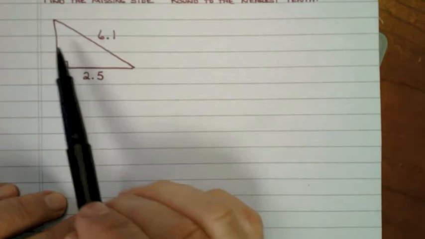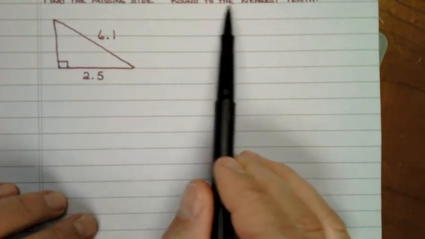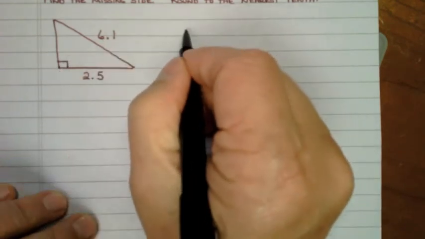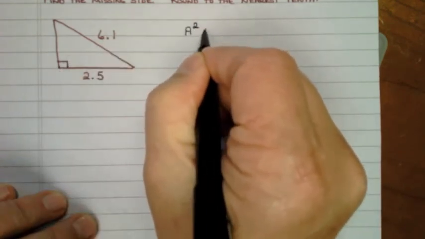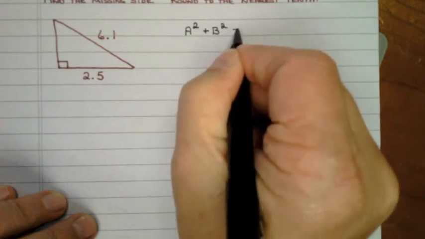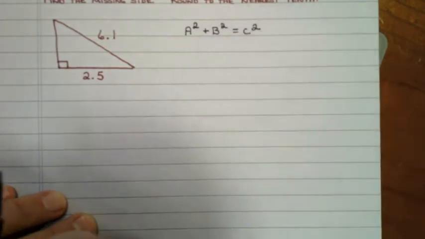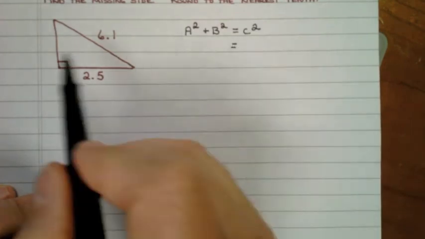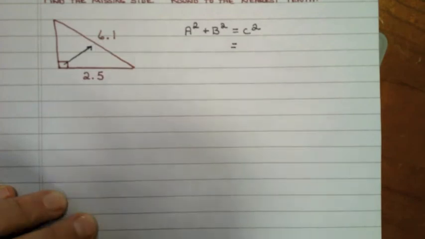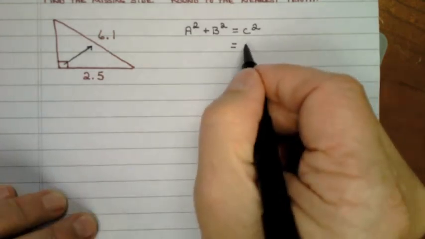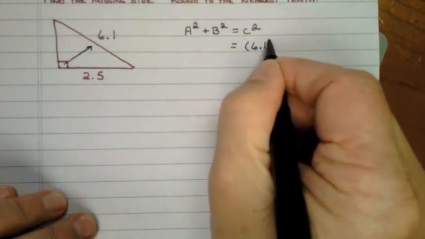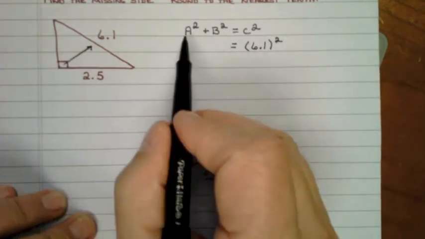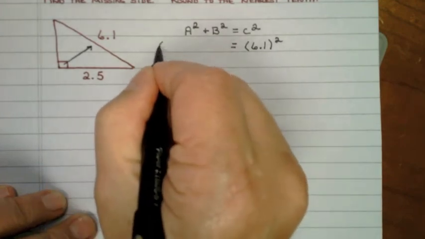Find the missing side. I'm going to find this missing side right here, and it says round to the nearest tenth. Since this is a right triangle, I can use my Pythagorean Theorem, which is a squared plus b squared equals c squared. I'm going to plug the numbers in, making sure that I plug in my c if it's available. And c is the number that's across from the right angle. I'm going to put 6.1 in for c. It doesn't matter whether I put this 2.5 in for a or b. I'm simply going to put it in for a.